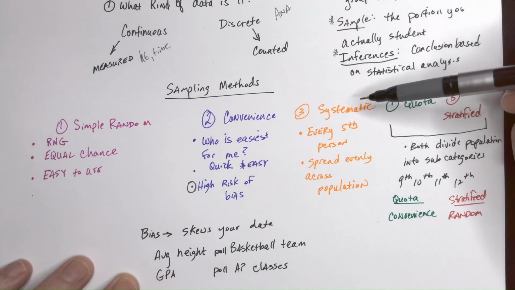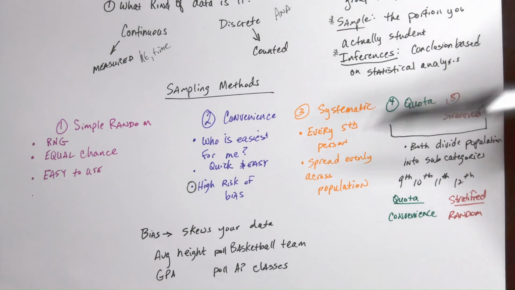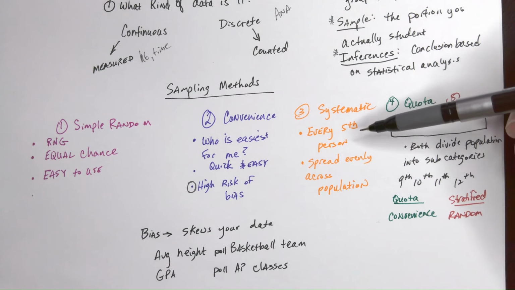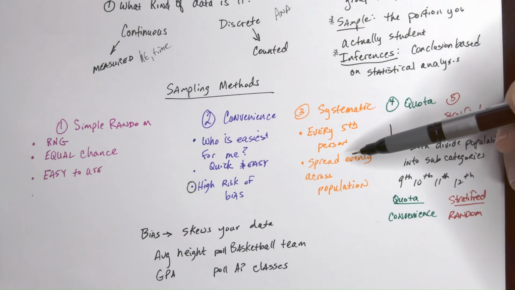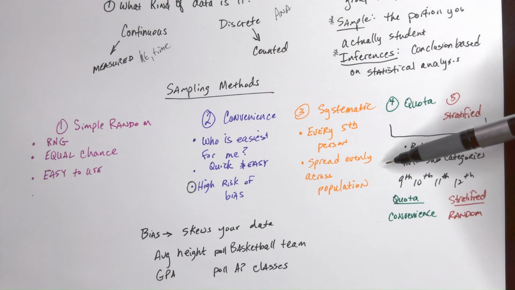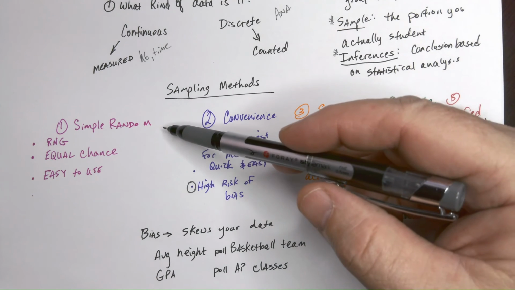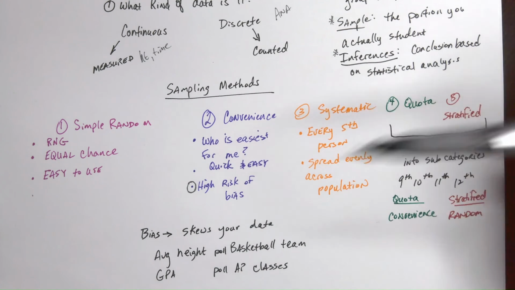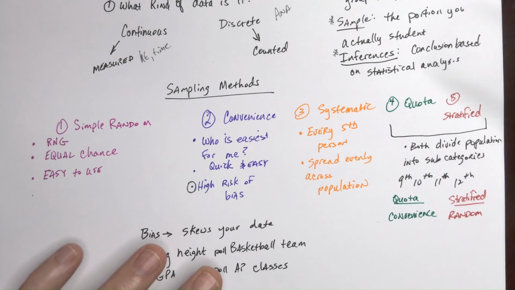All right, so next one, systematic. Systematic means there's a system to how you're going to choose. So if you made a roster and you picked every fifth person, that would be systematic. One of the benefits of systematic is that you end up getting an even spread across the entire population. Whereas with convenience, most likely not. With simple random, there's a good chance you wouldn't either because random numbers are not evenly spread out. They're random. There can be clusters.